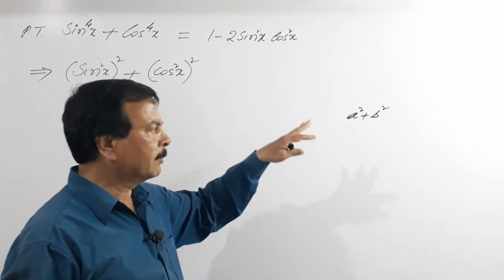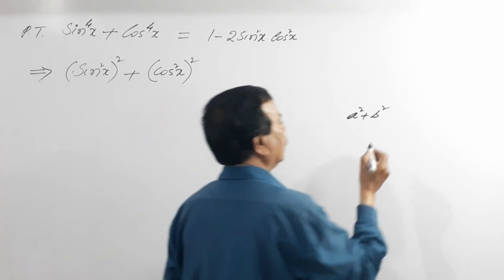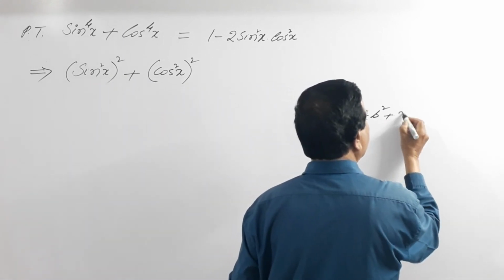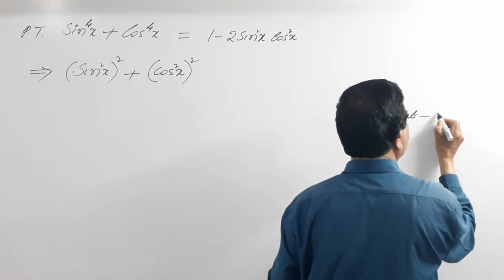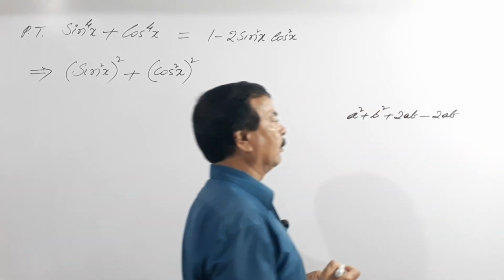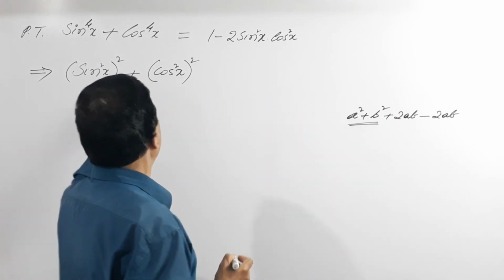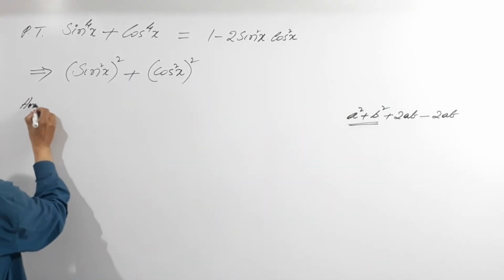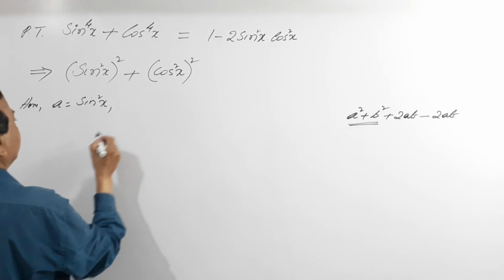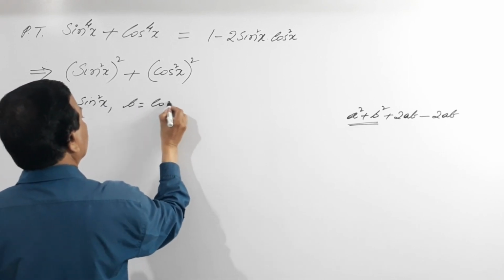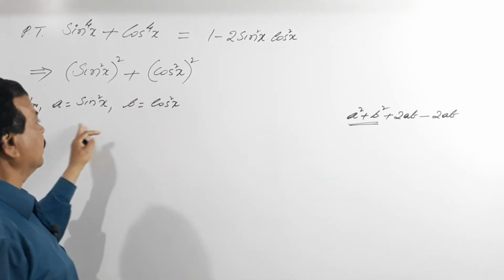तो हमको इसके अंदर कोई फॉर्मूला नहीं मिलेगा, तो एक काम कर सकते हैं हम. अगर मैं इसको प्लस 2ab मिलाऊं और उसके साथ माइनस 2ab मिलाऊं तो क्या हो गया? Here a equals sin square x and b equals cos square x. So ये बन गया a square plus b square.